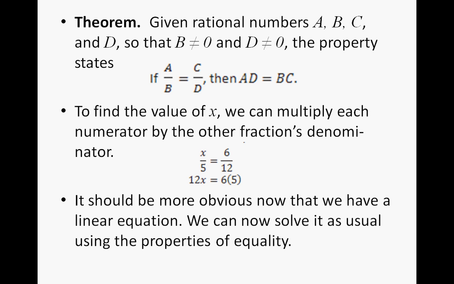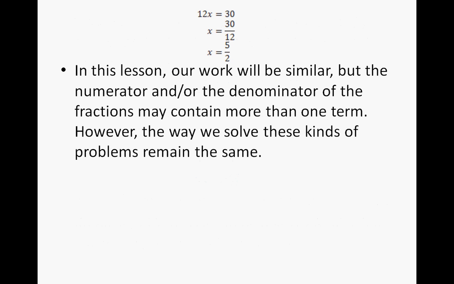It should be more obvious now that we have a linear equation. We can now solve it as usual using the properties of equality, which means that we would have 12 times x equals 30, and therefore x is equal to 30 divided by 12, or x is 5 halves. In this lesson our work will be similar, but the numerator and or denominator of the fractions may contain more than one term. However, the way we solve these kinds of problems remains the same.